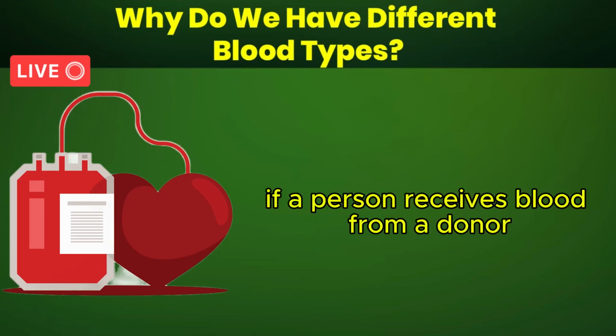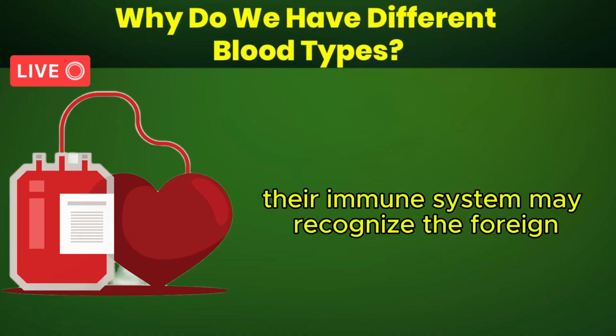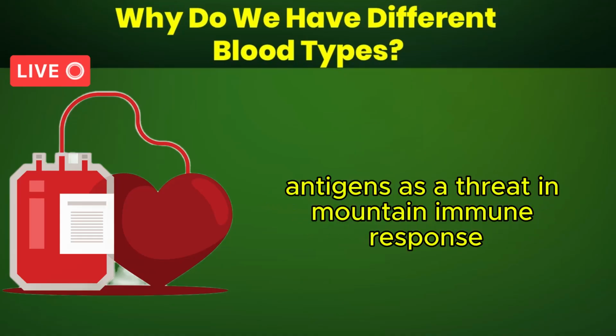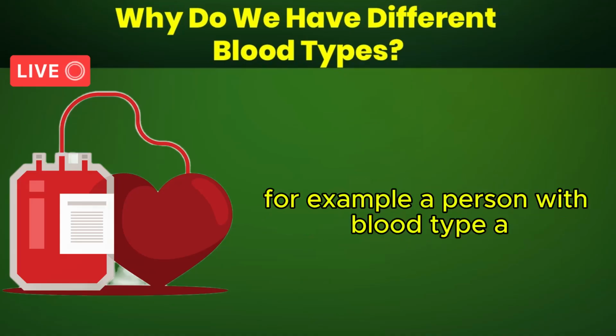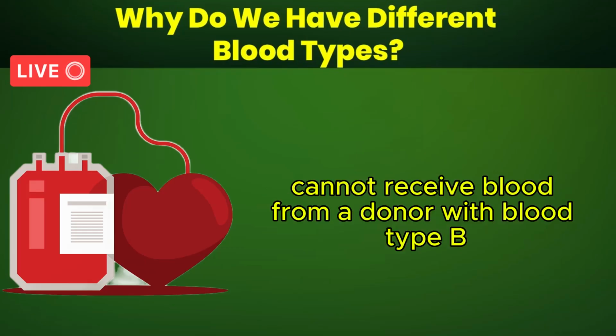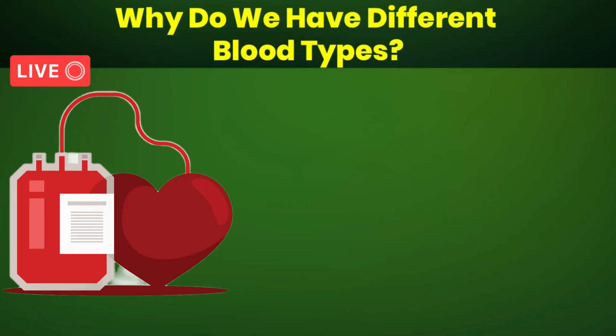The existence of different blood types has significant implications for blood transfusions and organ transplants. If a person receives blood from a donor with an incompatible blood type, their immune system may recognize the foreign antigens as a threat and mount an immune response, leading to potentially life-threatening complications. For example, a person with blood type A cannot receive blood from a donor with blood type B, as their immune system will produce antibodies against the B antigen.